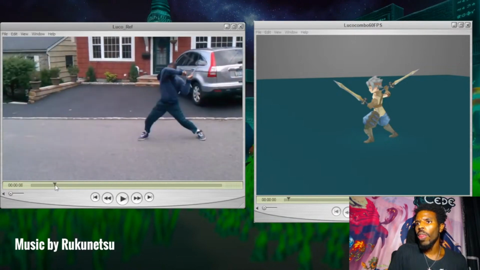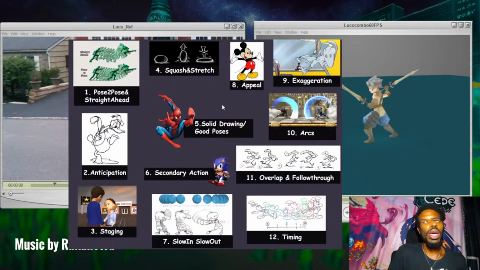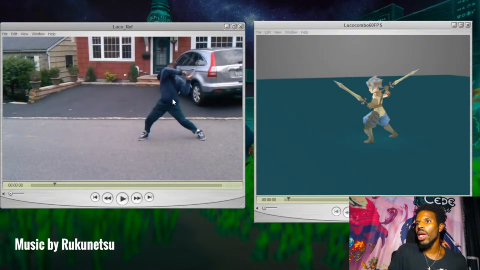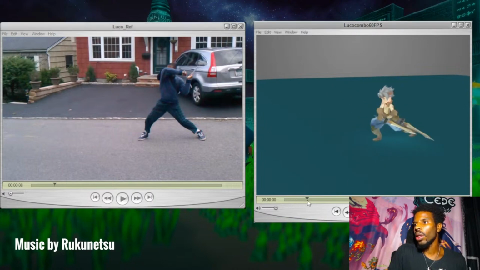So yeah, like I said, another thing you're looking at from our principles of animation is, hold on, I think I got, okay, cool. I had two windows up. My bad, guys. All right. So you're looking at solid drawing, good poses, right? So right here on this swing, this one right here, right?